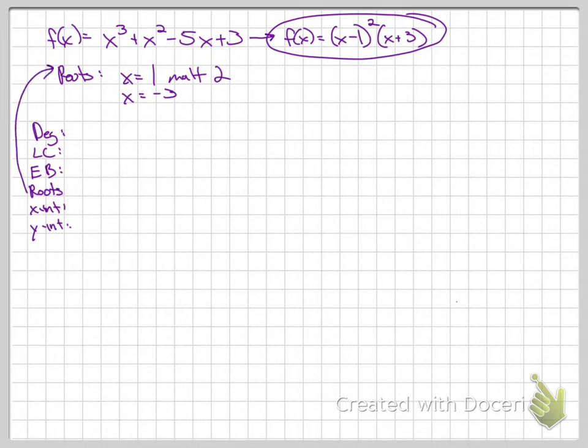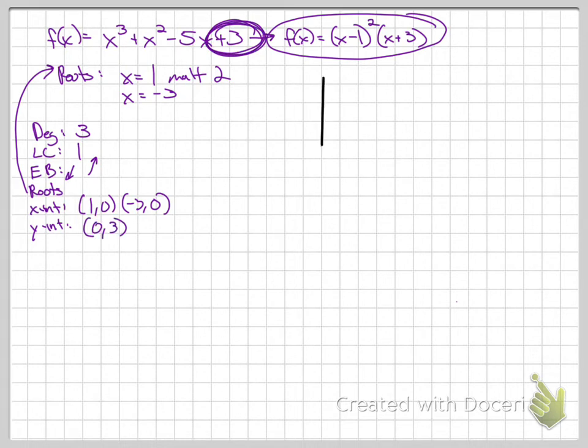Okay, so the degree is 3. The leading coefficient is 1. That's positive odd. Positive odds do this. We already answered the roots. That puts the x-intercepts at (1, 0) and (negative 3, 0). And the y-intercept is the constant, (0, 3). Remember, my y-axis is not to scale, but my x-axis is 1, negative 3. Arrows.